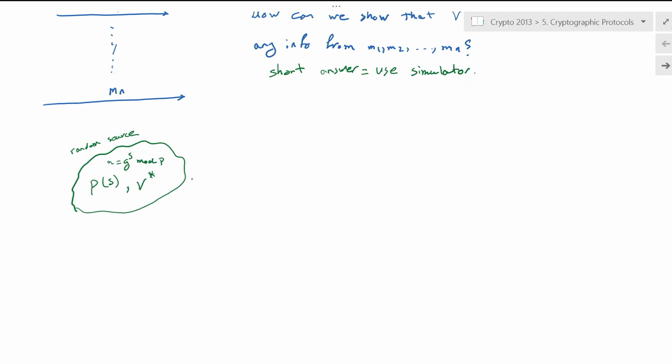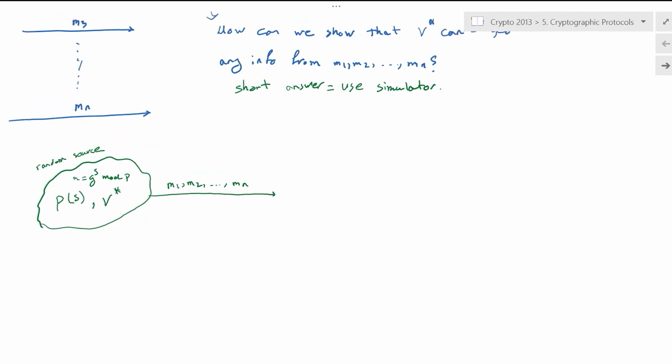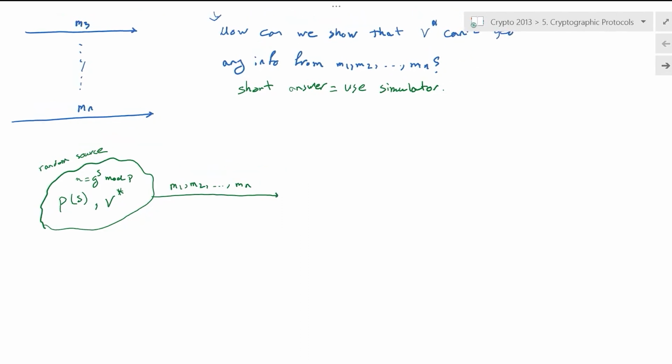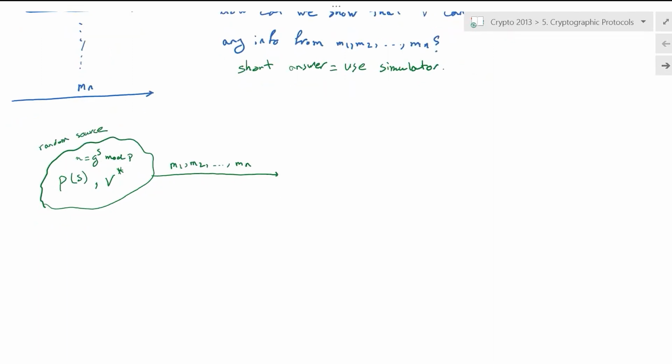When you look at their interaction, you see that they are exchanging some messages M1, M2, all the way to Mn. Okay. And so we are going to use, as I said, the idea of a simulator. So how can that help? Suppose now that I have my verifier, the same verifier, but I don't have a prover. I want to simulate the existence of a prover.